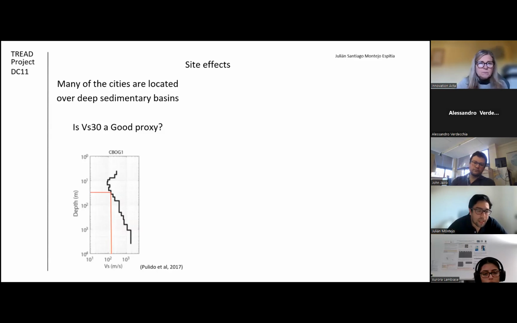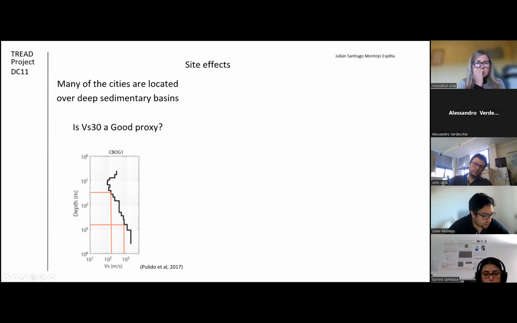But in some cases, for example, I have here a Vs profile in Bogotá. Let's think about the first 30 meters. In the first 30 meters, we have a Vs value around 200 meters per second. But for this profile, a Vs value that we can consider rock is at about 600 or 700 meters in depth. And sometimes people model this kind of sedimentary basin using only the first 30 meters.